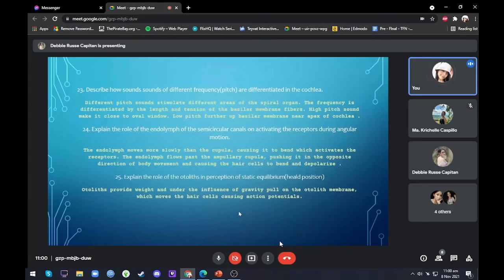Number 25. Explain the role of the otoliths in the perception of static equilibrium or the held position. Otoliths provide weight and under the influence of gravity pull on the otolithic membrane, which moves the hair cells causing action potentials.